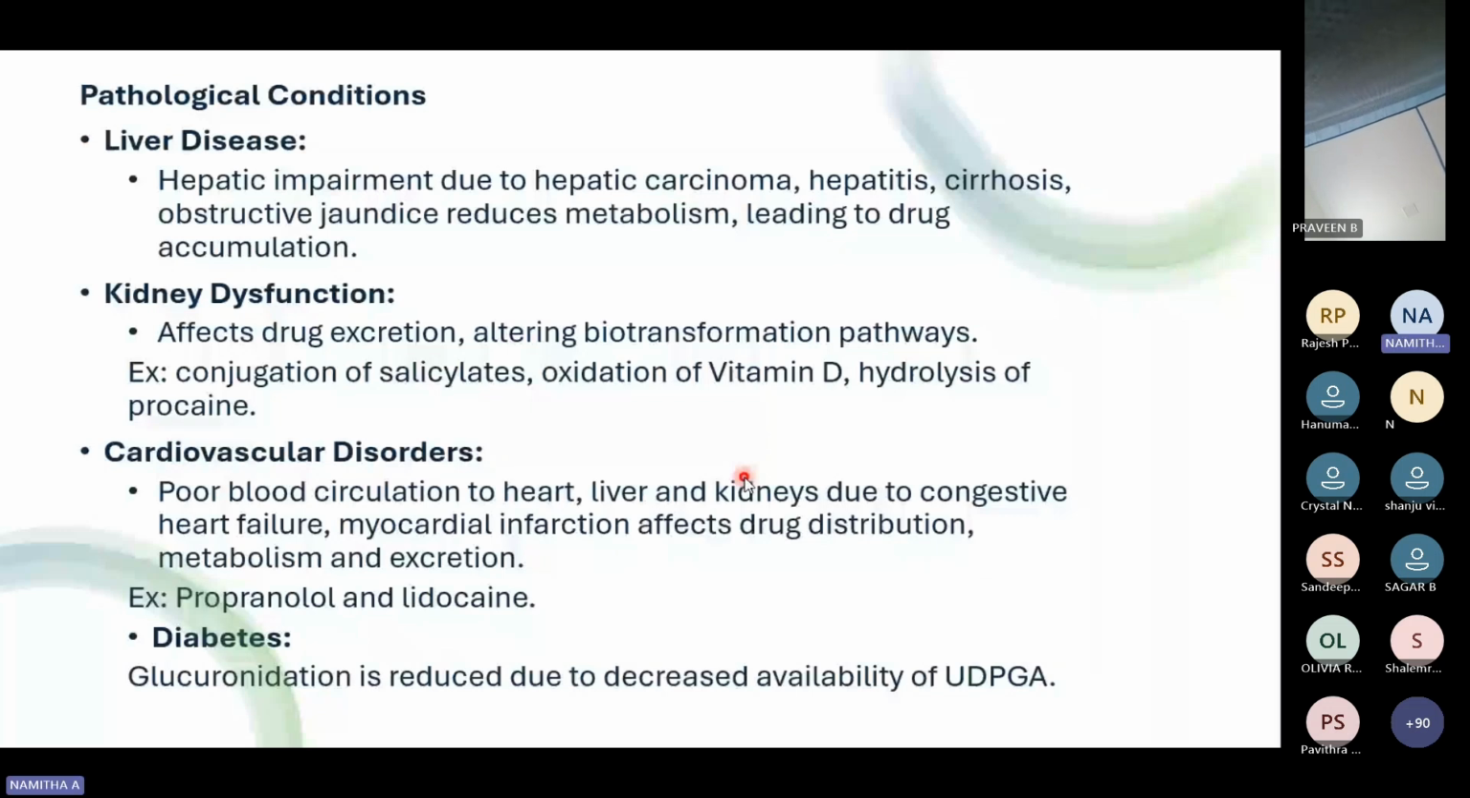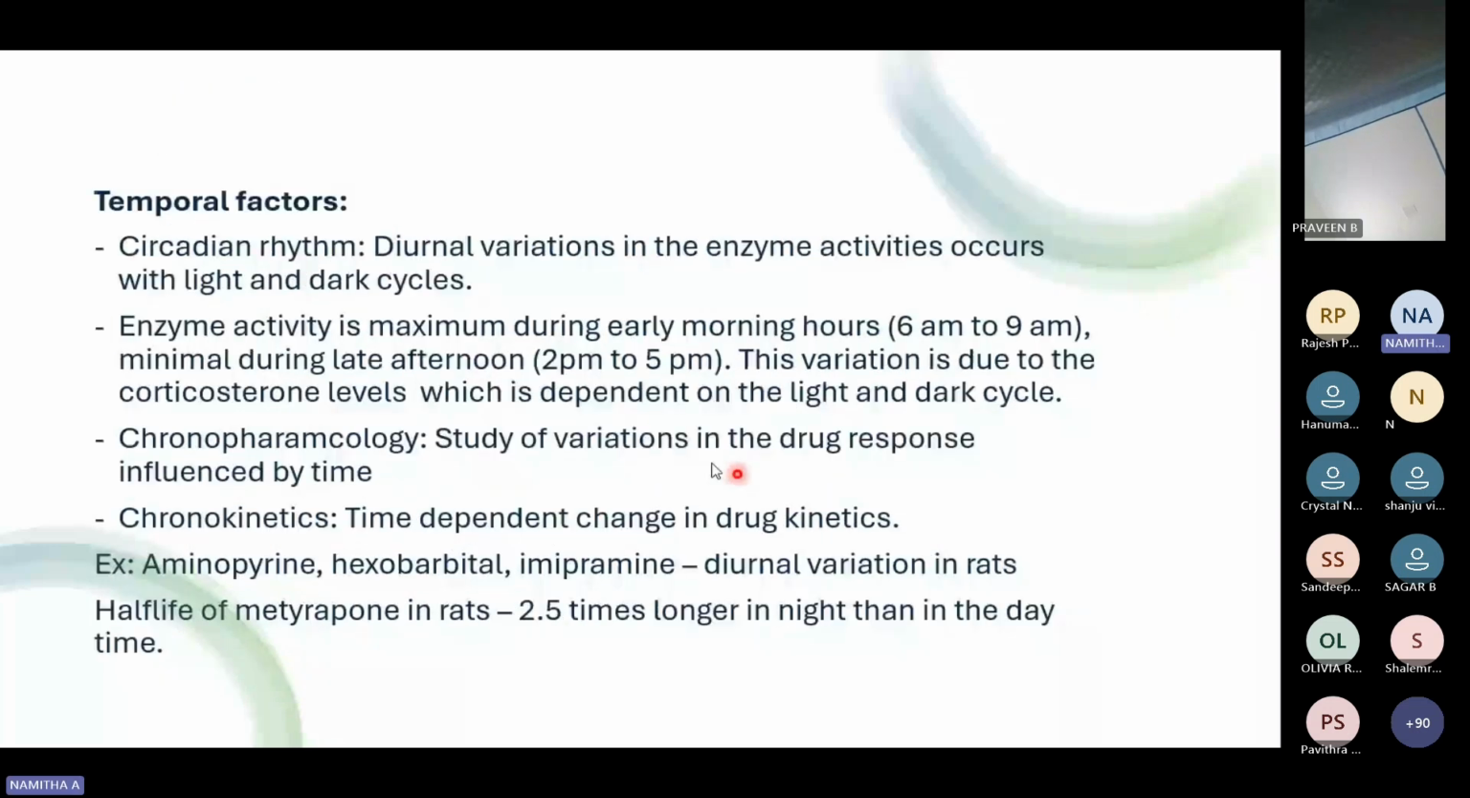When there are cardiovascular disorders, there is poor blood circulation to the heart, liver, and kidneys due to congestive heart failure or myocardial infarction. This affects the drug distribution, metabolism, and excretion, for example, propranolol and lidocaine. In diabetes, glucuronidation is reduced due to the decreased availability of UDPGA. Coming to the temporal factors, even the circadian rhythm has much variation with the drug metabolism.